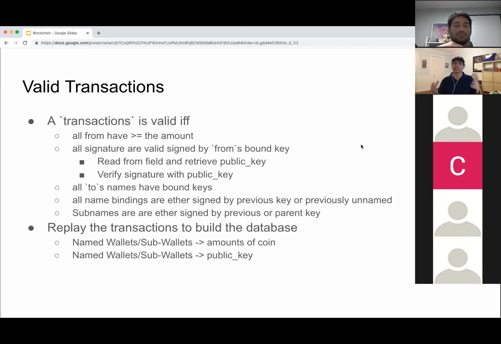For something like registering a key, you just have to claim the name that you want. Or creating a subname, you're going to have to say, I'm making this new subname. It goes to this new key. And I'm going to sign that transaction as the person who owns the name and thus has the right to issue subnames. But these transactions could be arbitrarily complicated.